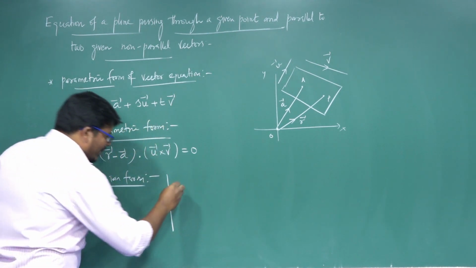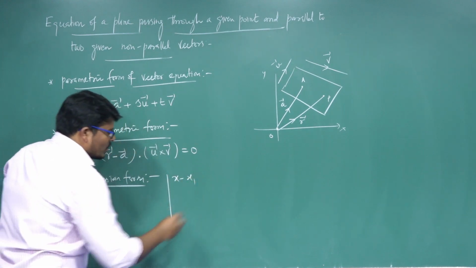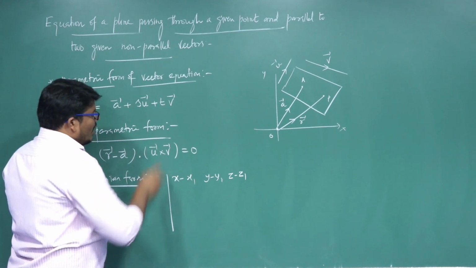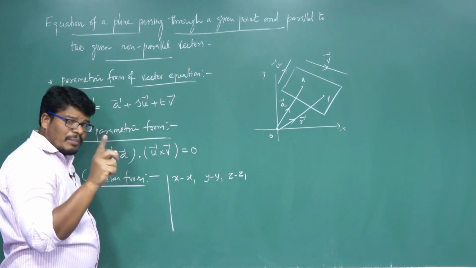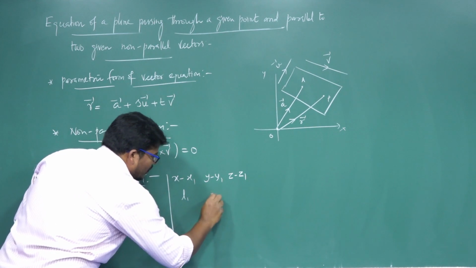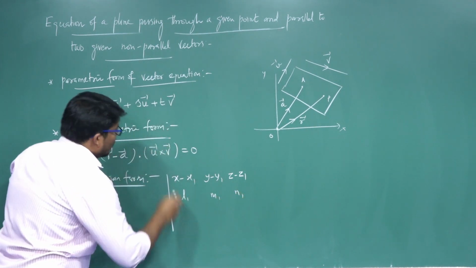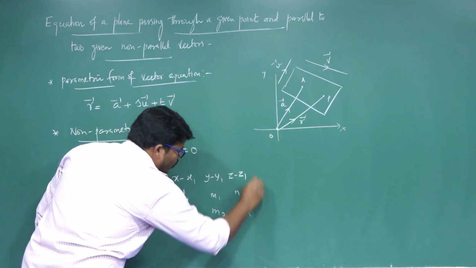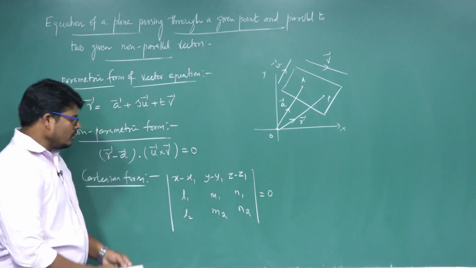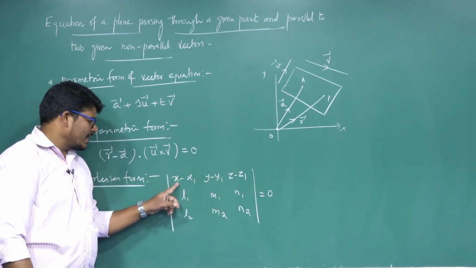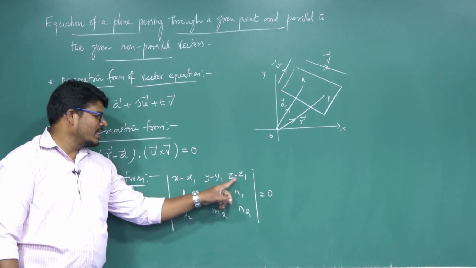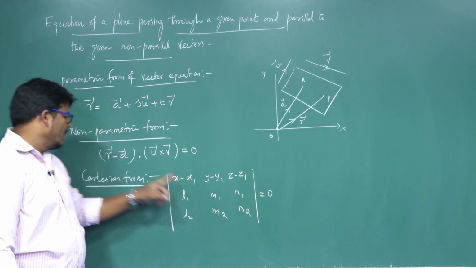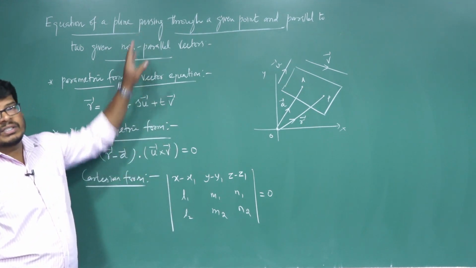Now write in Cartesian form: the rows are x minus x1, y minus y1, z minus z1; then the first parallel vector u, l1, m1, n1; and the second parallel l2, m2, n2; this determinant equals 0. That is the Cartesian form of the equation of a plane.